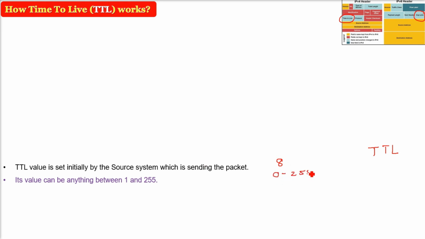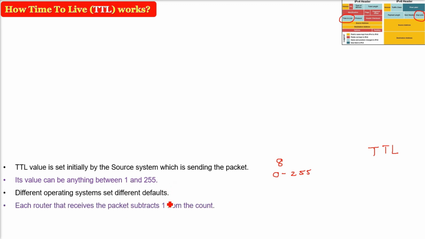So the value can be between 0 to 255, because it is 8-bit, so 2 to the power 8 is 256. Different operating systems set different default values, and each router that receives that packet will subtract 1 from the count. So router 1 starts with, say, X. When it reaches R2, it will be X minus 1. The router will decrement the value.